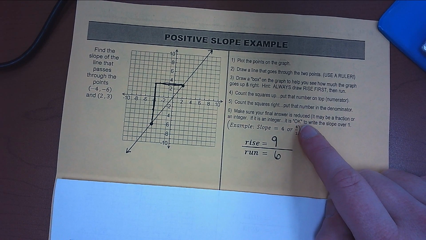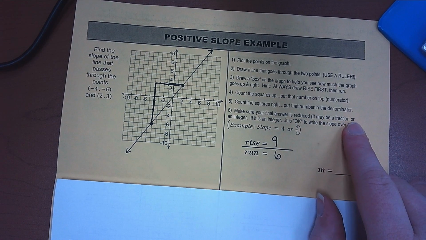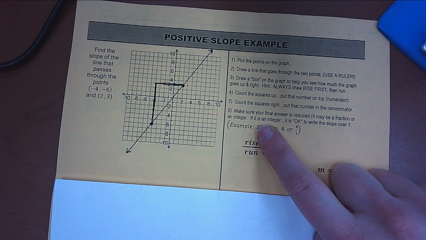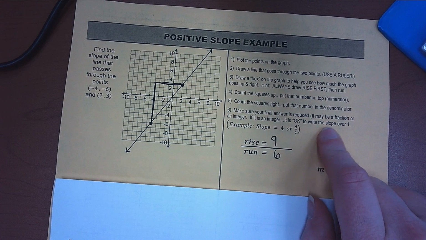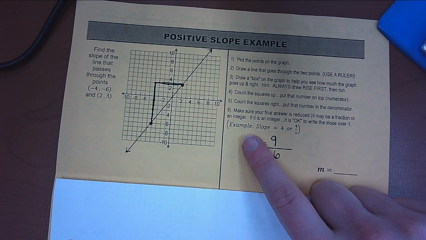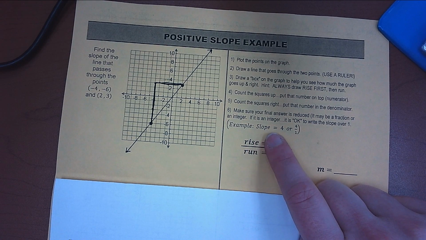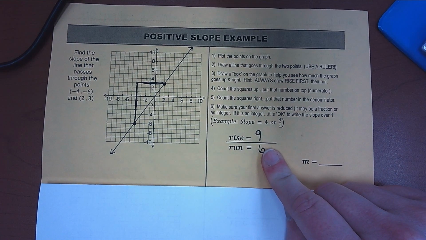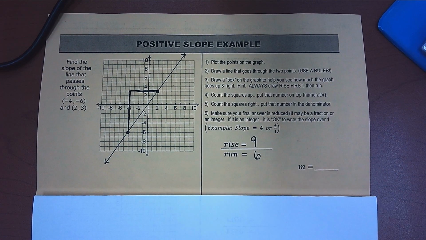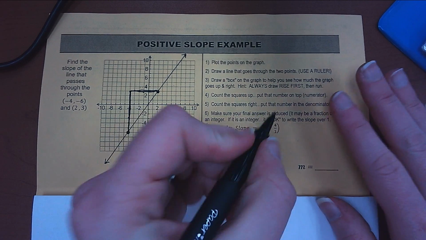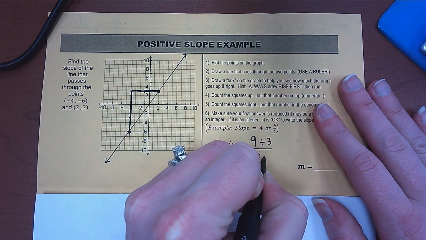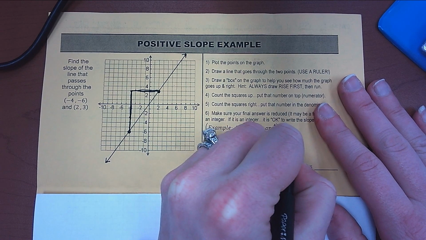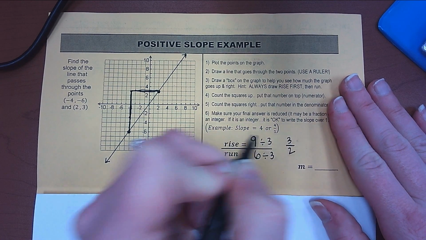Make sure your final answer is reduced. It may be a fraction or an integer. If it's an integer, it's okay to write the slope over 1. So an example of a whole number slope would be slope equals 4 or 4 over 1. In this case, we have 9 over 6, which does need to be reduced because 9 and 6 have a common factor of 3. I'm going to divide top and bottom by 3. And when I do that, I get 3 over 2.